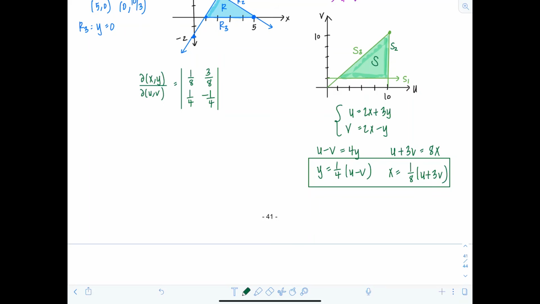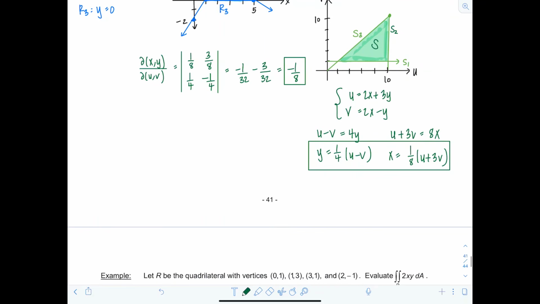All right. Now from here, take the determinant. I have negative 1/32 minus 3/32. So that's negative 4/32, which is negative 1/8. That's the Jacobian. That's all the problem asked us for. But I want you to be careful. If you were to actually set up your double integral over S, for f, remember you'd have to change f to be in terms of u and v, you need the absolute value of the Jacobian and then du dv. So watch out for that, okay?